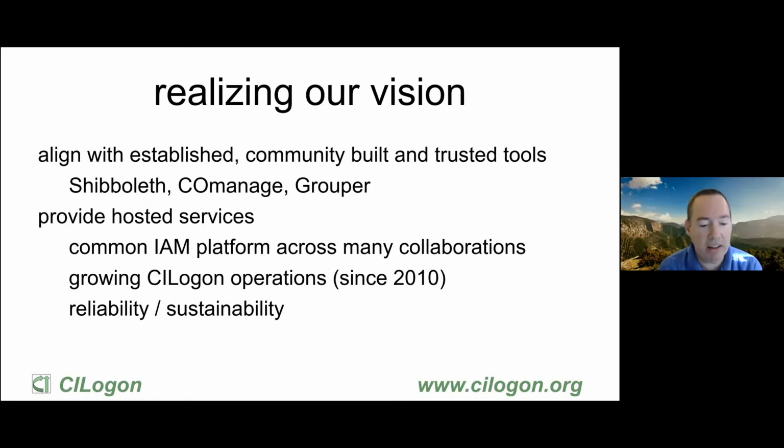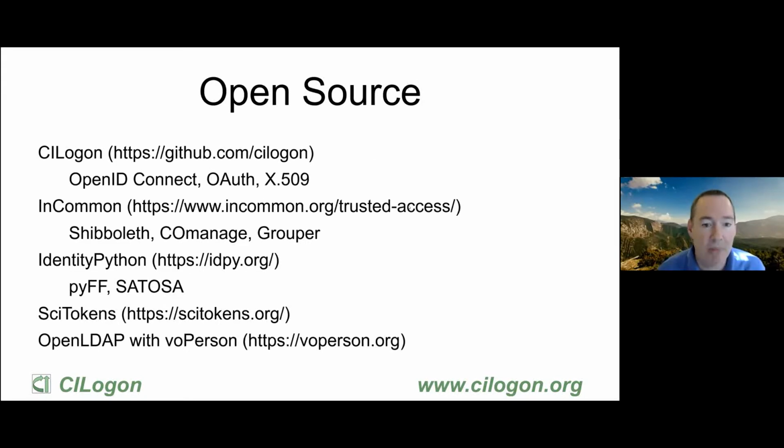And we've been growing CILogon operations since we began production operations in 2010. And throughout our operations, we've been focused on reliability and sustainability because, of course, that's what you need in an IAM platform. You need to be able to log in to do your work. So it's critical for the IAM platform to be sustained for the long term and to be reliable.